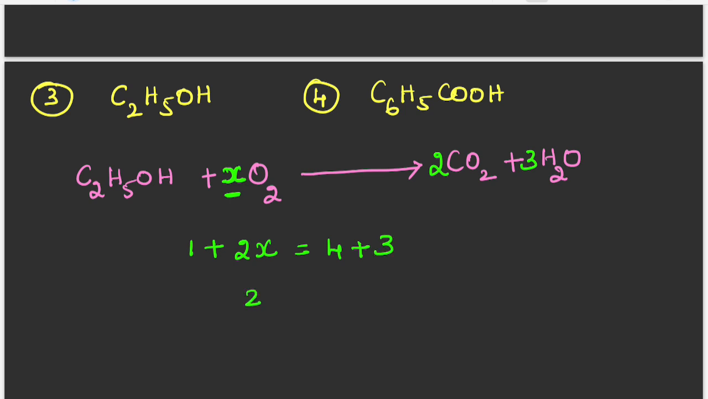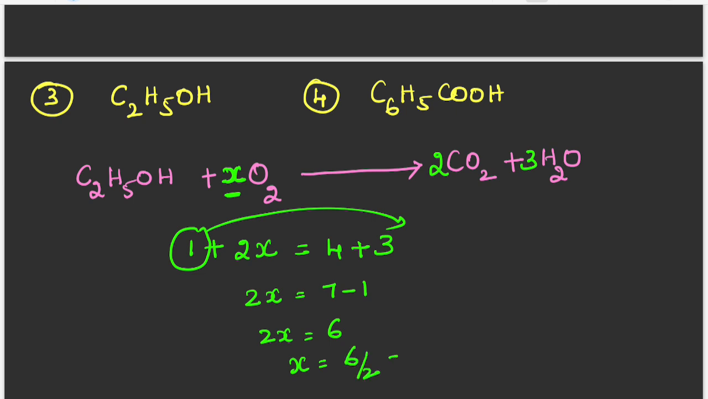So here you will get 2x is equal to 4 plus 3. 4 plus 3 is 7, minus 1. This 1 I am shifting to the other side, so it becomes 7 minus 1. So 2x is equal to 7 minus 1, which is 6. Therefore x is equal to 6 divided by 2, which is equal to 3. So the value of x is 3. So here I'll write 3. So 3 is the answer, 3 times oxygen. Is that clear?